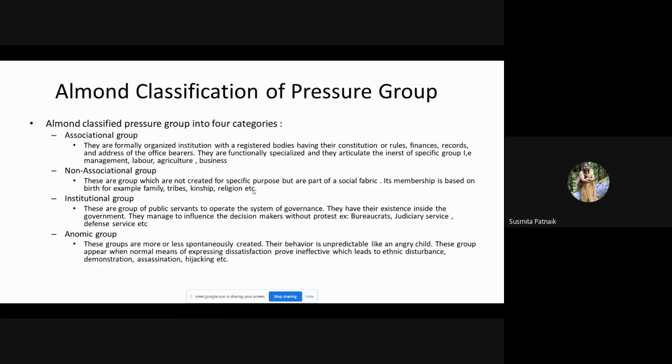Okay, so here what will happen, these types of groups are called the anomic group. Besides the last group, the other three groups are well prepared and well organized, and they are priorly organized and priorly prepared. But in the last category, the anomic group, that group is spontaneously created. Spontaneously created means all of a sudden it is created.